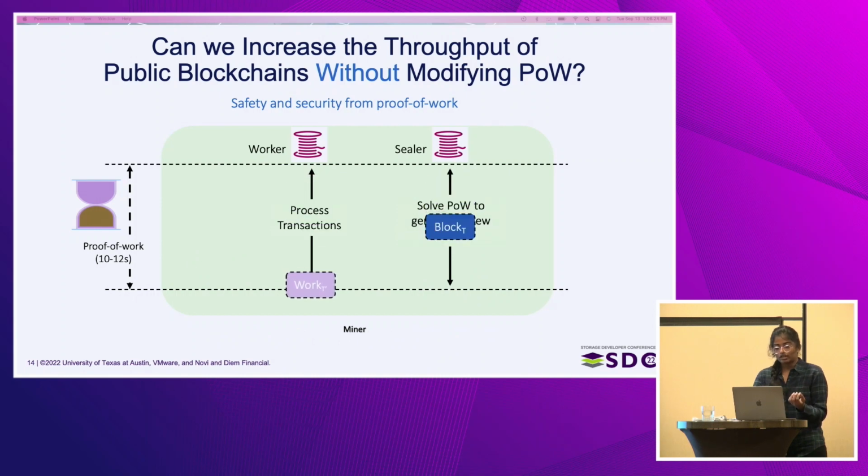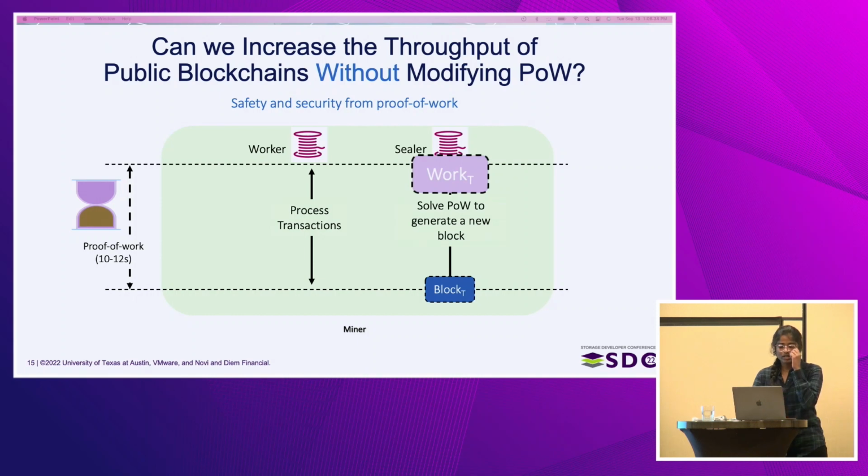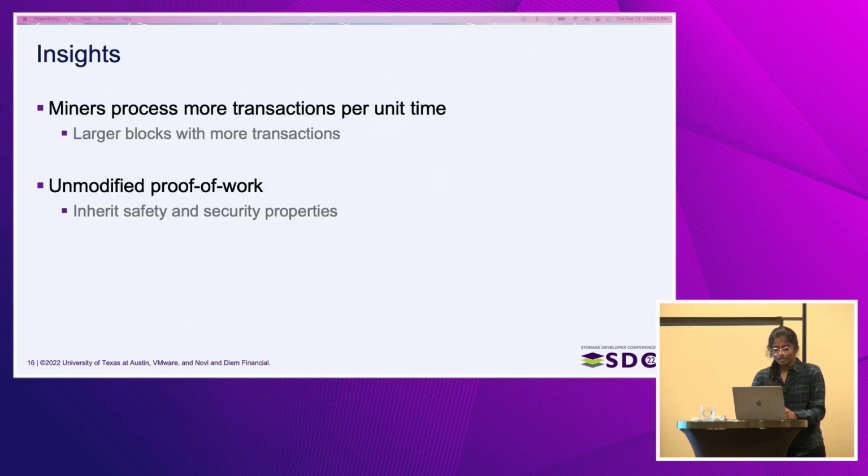While the sealer is generating a new block, workers process the next set of transactions for the sealer to work on. So we observe that if workers can process more transactions in the same amount of time, then sealers will be able to generate larger blocks. This brings us to the main insight of our work.